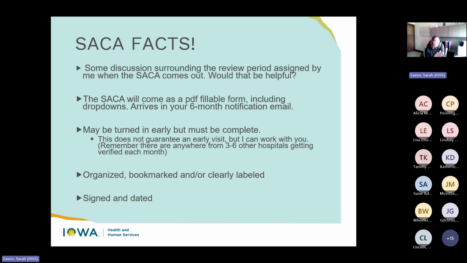Also, make sure that the application is signed and dated. That helps me understand when the SACA was, in case I haven't looked at it recently.